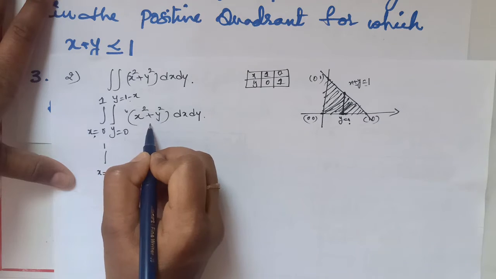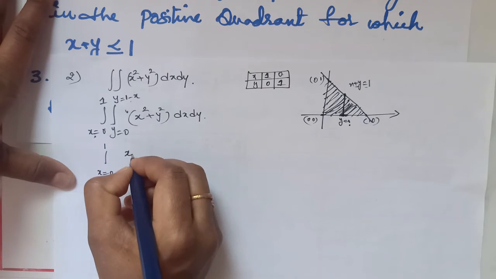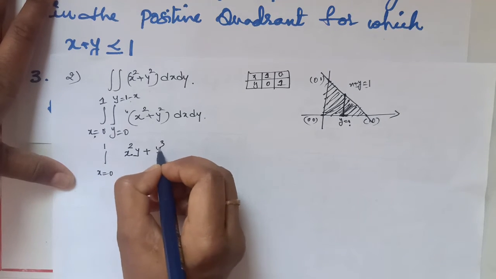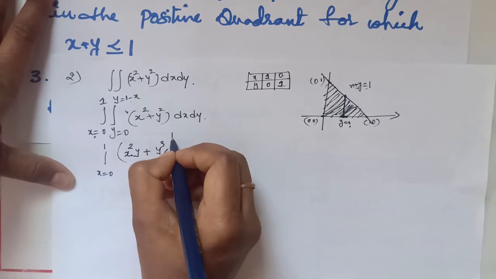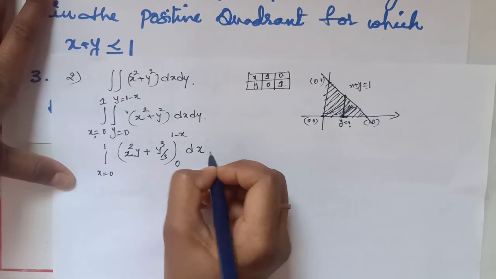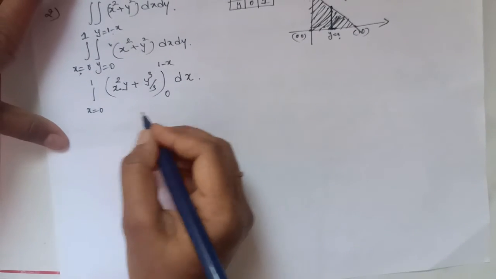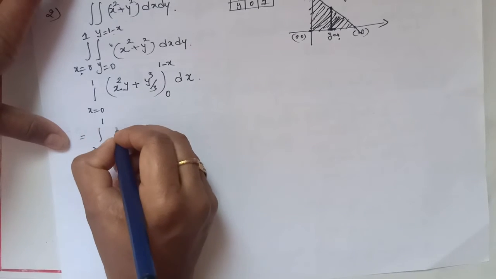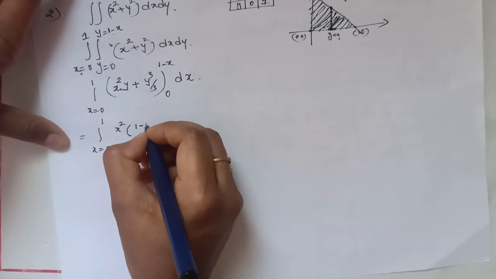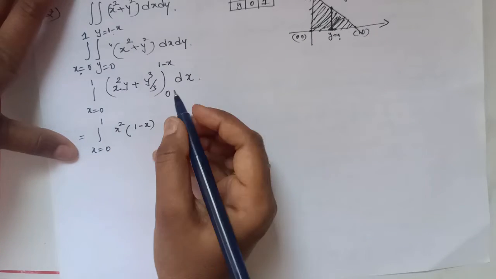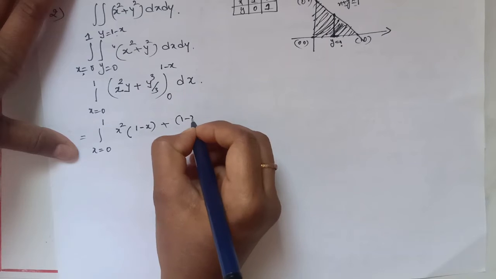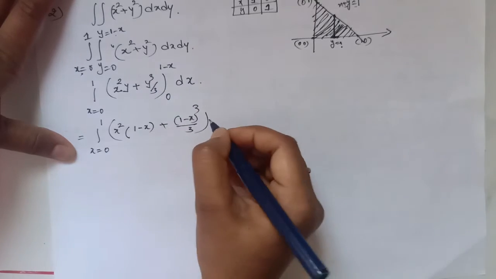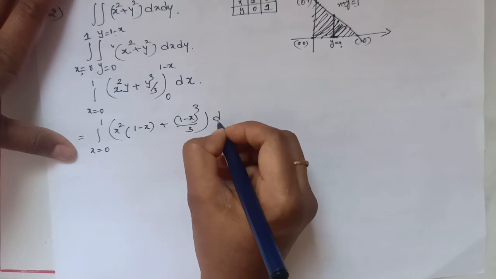First integrate with respect to y, considering x as a constant. So we get x square y plus y cube by 3, with limits 0 to 1 minus x, dx. So this is equal to the integral from x equal to 0 to 1 of x square times (1 minus x) plus (1 minus x) whole cube by 3, minus the lower limit, which gives 0, dx.